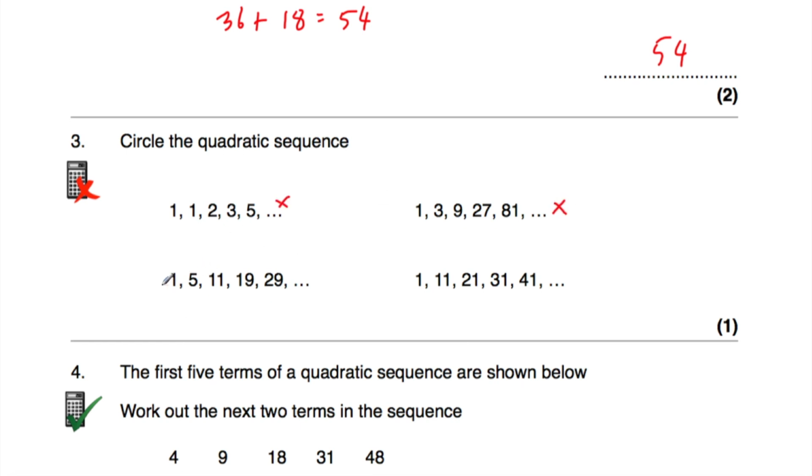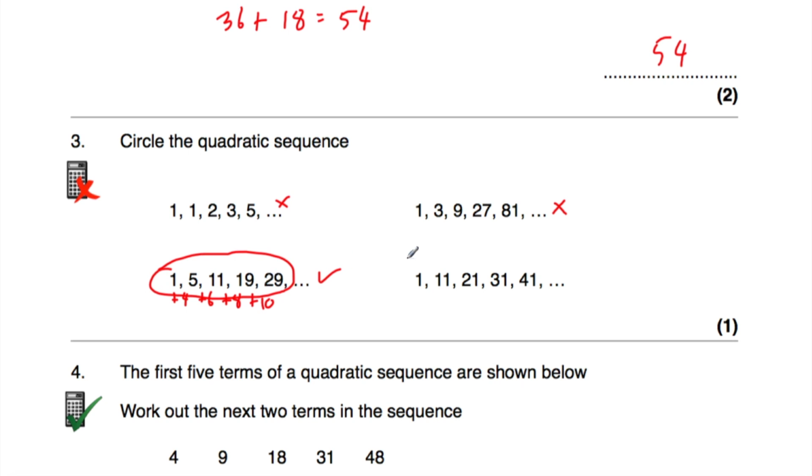Okay, let's have a look at this next one: 1, 5, 11, 19, 29. This could be quadratic, let's have a look. We are adding 4, then adding 6, then adding 8, then adding 10, and then it would be adding 12 and so on. So that is a quadratic sequence. Let's circle it. It's going to be that one.